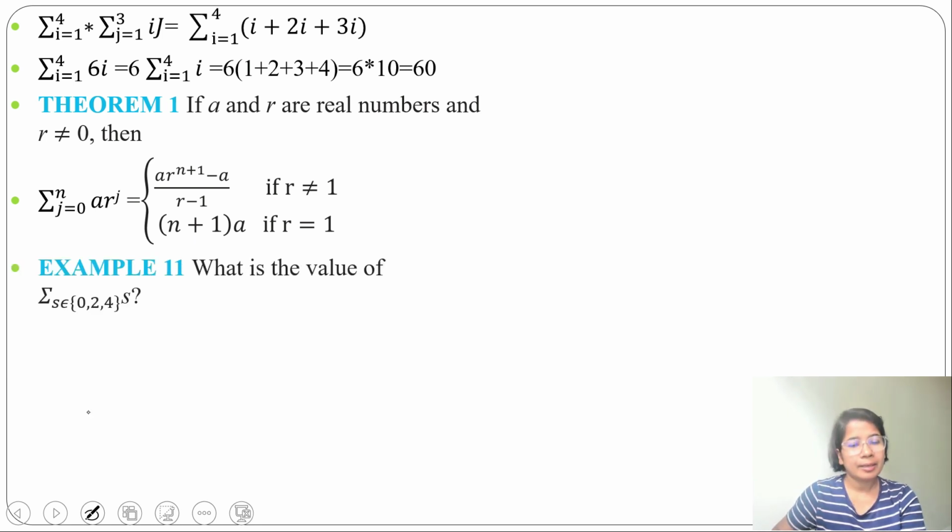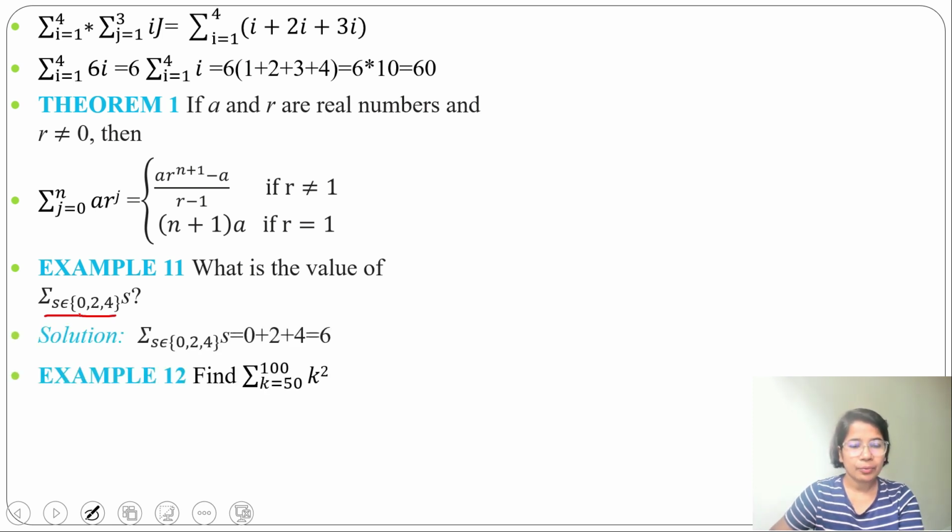Now example 11, what is the value of the sum of s belonging to 0 to 4? So the index of summation can be continuous or it can be like this, 0 to 4. So I'll simply add 0 plus 2 plus 4, it's 6.